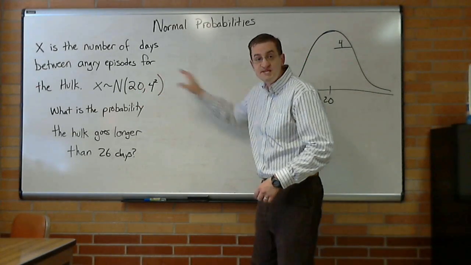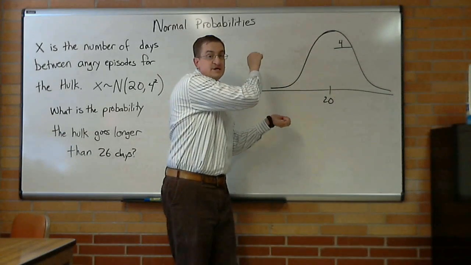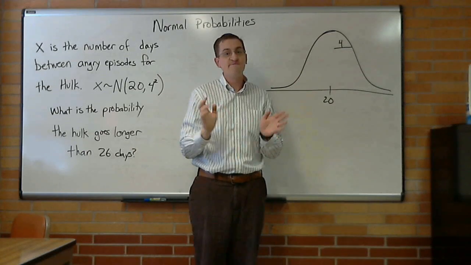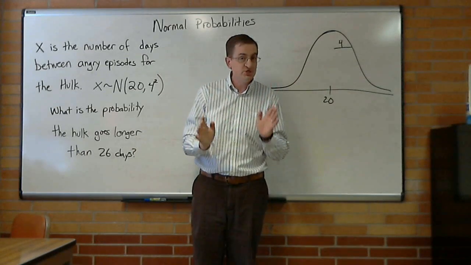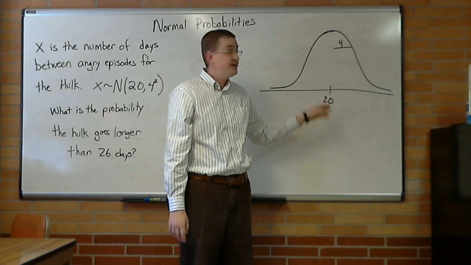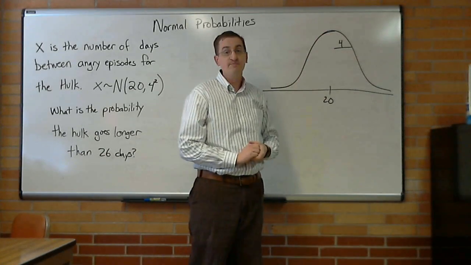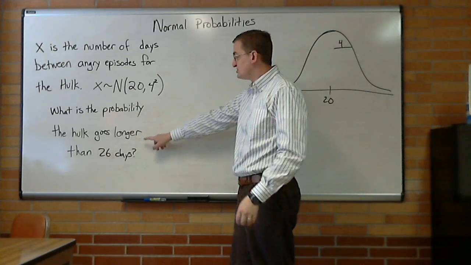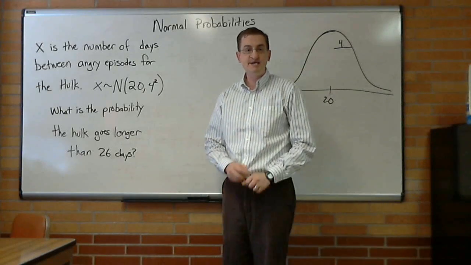I hope when you see this, your mind instantly does this. At some point, I may stop drawing the picture every single time, but your mind should be drawing the picture. Our mean right here is 20, and our standard deviation is 4. So let's address the question, what's the probability the Hulk goes longer than 26 days?